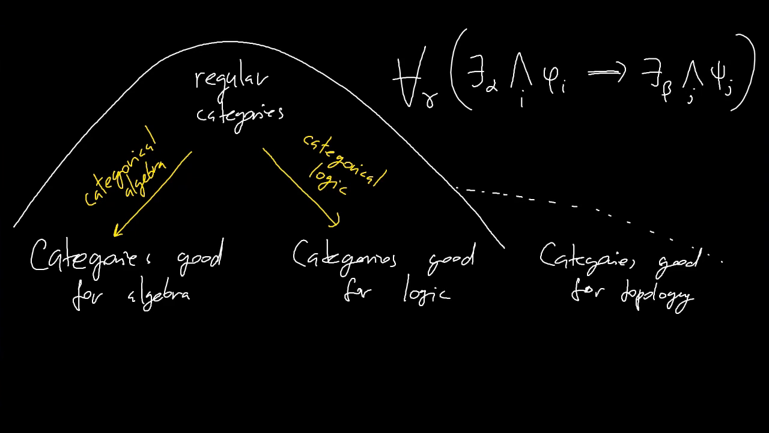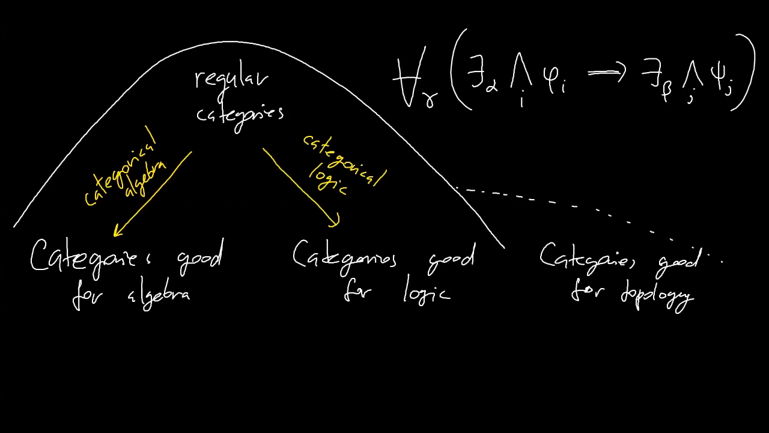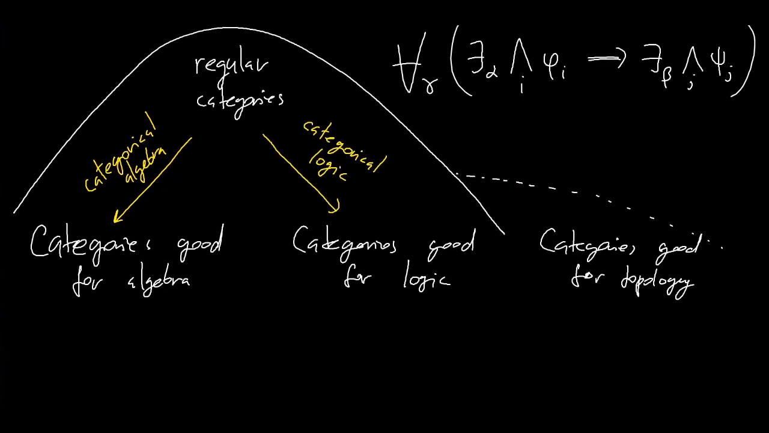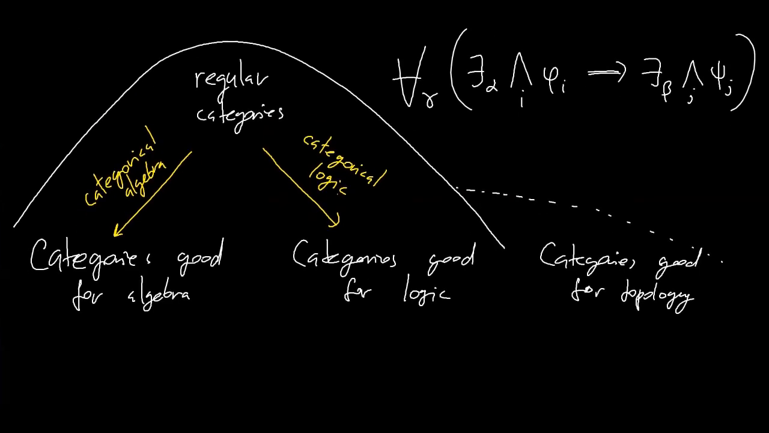So what exactly is categorical logic? Well, category theory is a bit like X-ray glasses you can put on yourself. And then with these glasses, you can look at anything. And what you see will be that thing categorical.